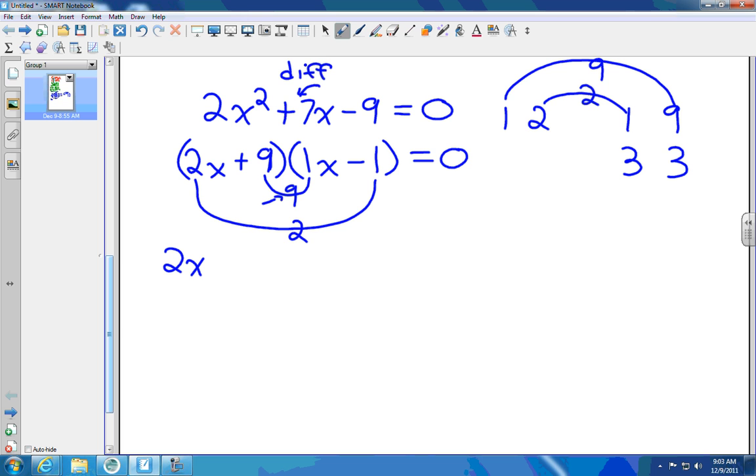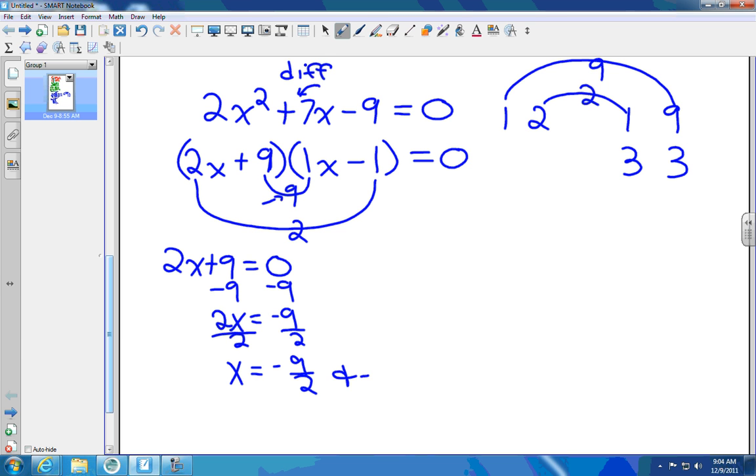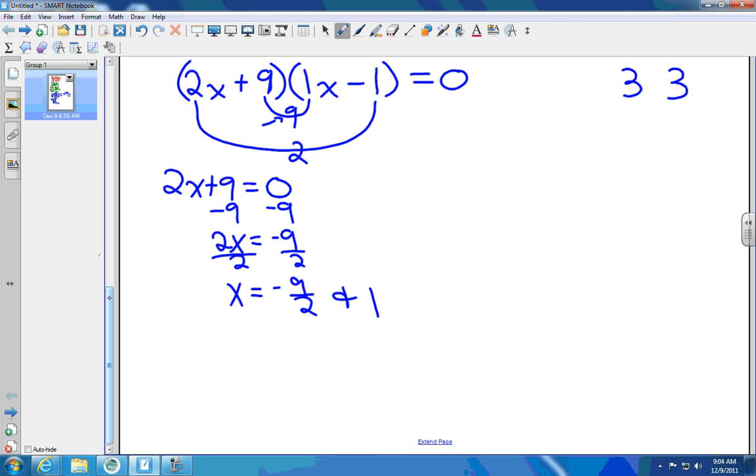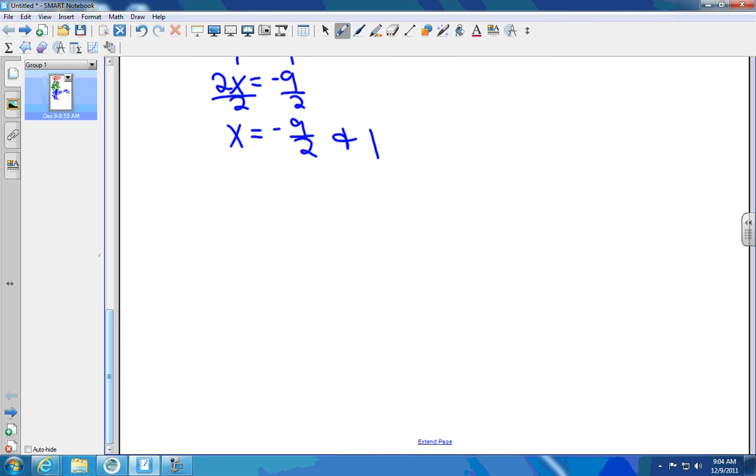So 2x plus 9 equals 0. So negative 9 halves is one of the places that would cross. Where's the other one? Negative 9 halves and positive 1. So write those out if you need to. There's nothing wrong with writing x minus 1 equals 0 and adding it over and showing x equals 1. But I do think the majority of you have the ability to look at that and know it's x equals positive 1.